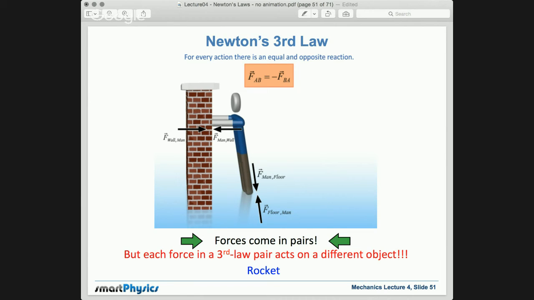Okay, so any questions about that, this Newton's third law?